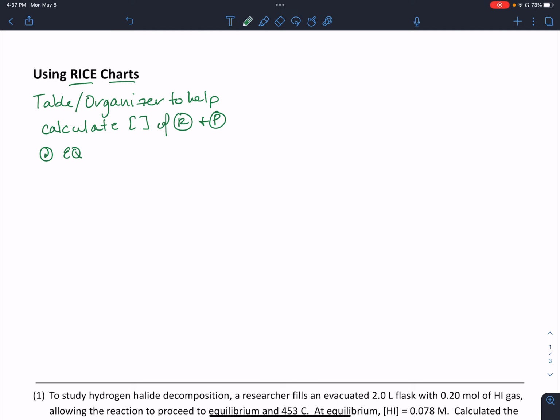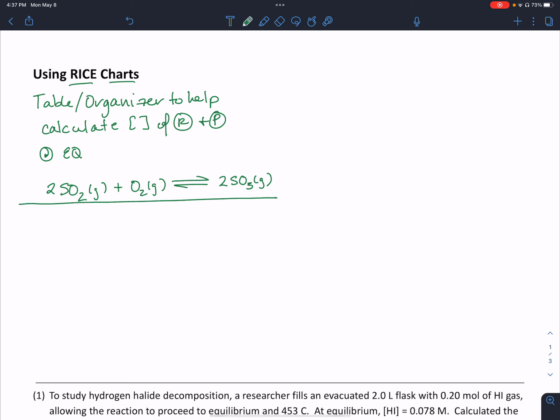All right, so let's say that we have this reaction. So we have SO2 gas plus O2 gas reversibly forming SO3 gas. All right, so we check it. Oh, I put a 2 there already, so I'm going to need a 2 here. We have 4 oxygens. Yep, so we're all balanced. All right, so now underneath the reaction, we set up our rice chart.